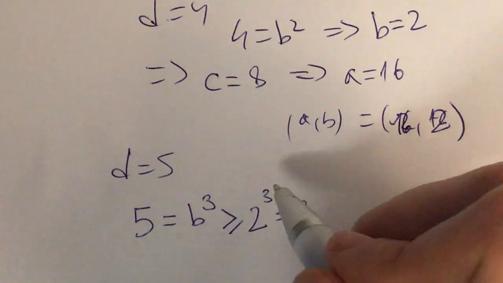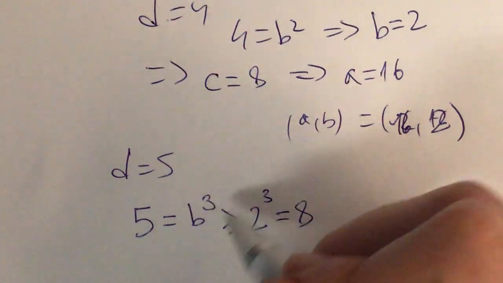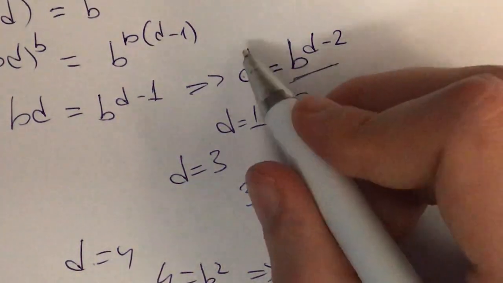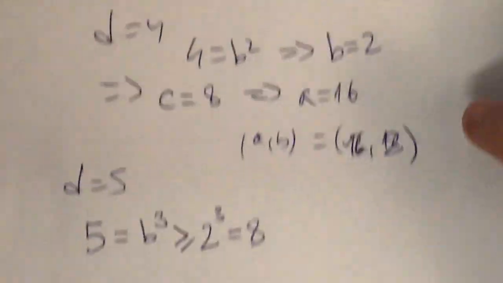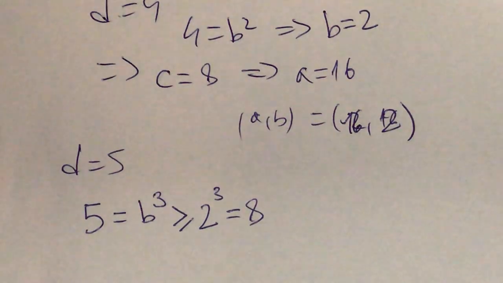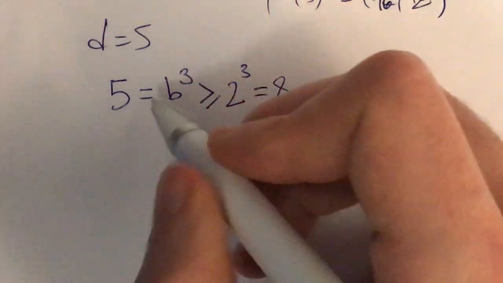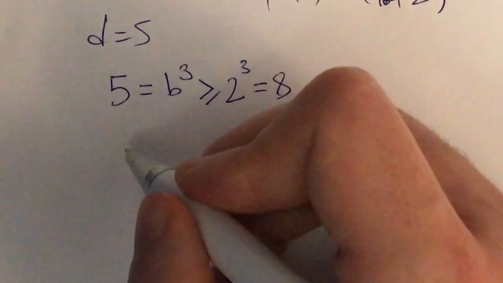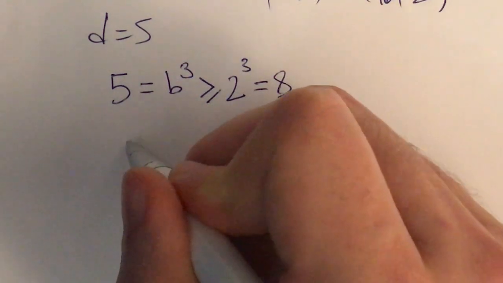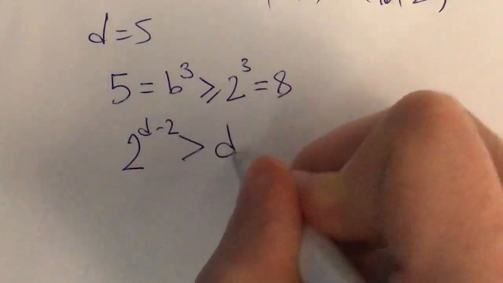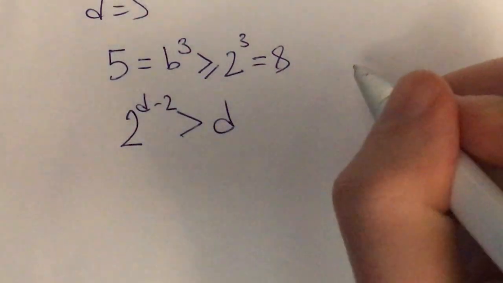So as it was in the other case, it seems like we might be reaching the end of our solutions. This right here might grow way too fast, meaning that b to the power of d minus 2 might grow a lot faster than d. So let's try and prove that now. Again, the most natural way to do this is via induction. So for d equals 5, this is true. Let's assume it's true for some d, that 2 to the power of d minus 2 is greater than d. Then what do we have for d plus 1?